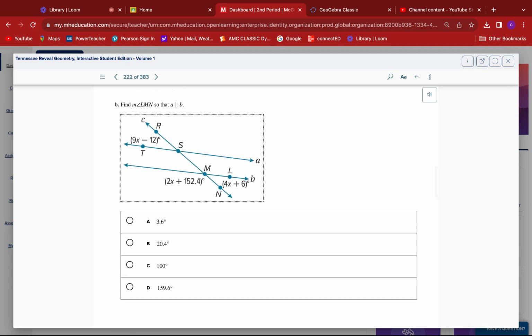All right, so there's multiple choice here. I'm going to put 9x minus 12 equal to 4x plus 6. So I'm going to subtract 4x to the other side. 9 minus 4 x's is 5. Add the 12 to the 6, and that gives me 18. And I'm going to take 18 and divide by the 5. Grabbing my calculator.